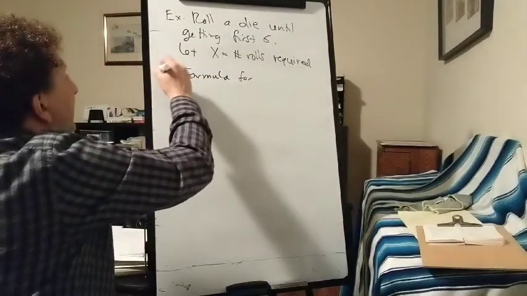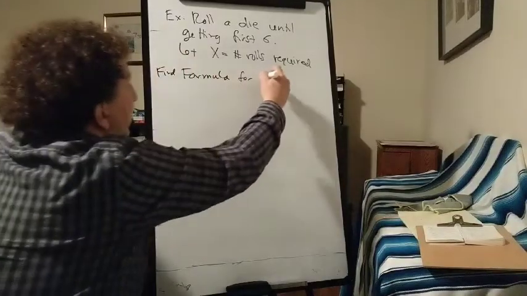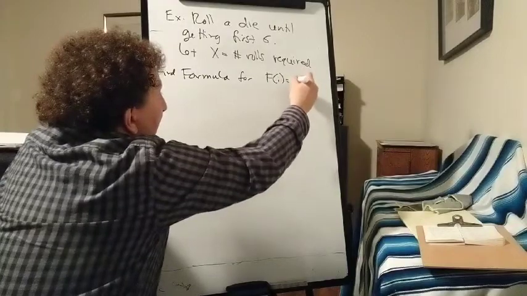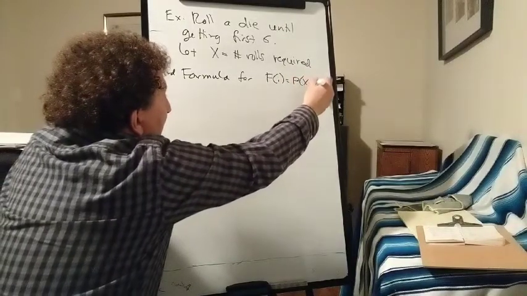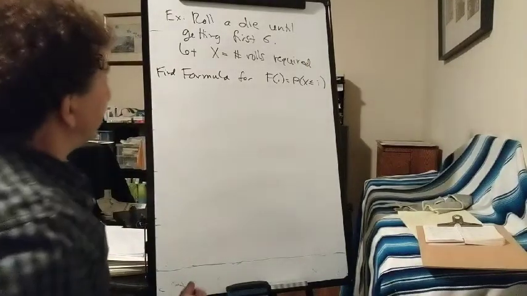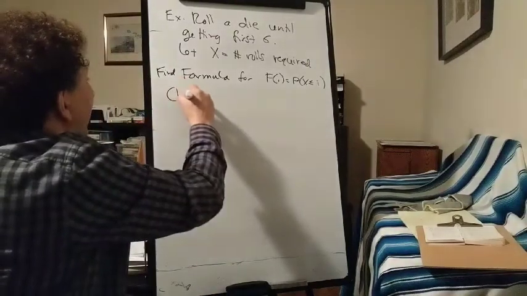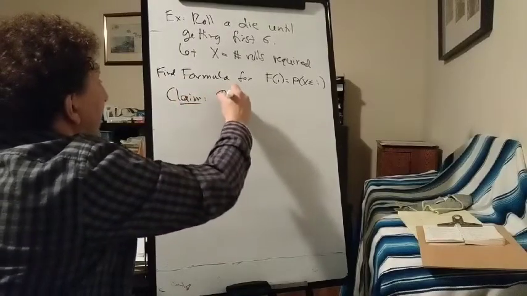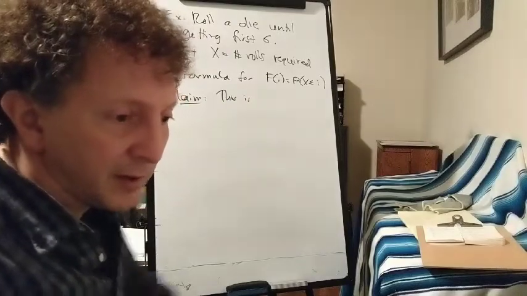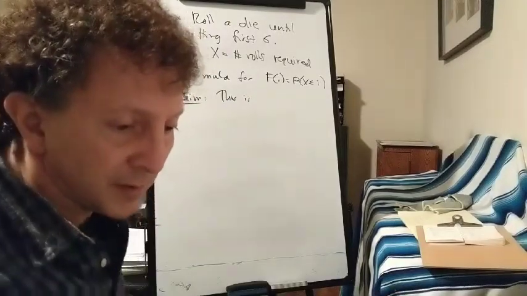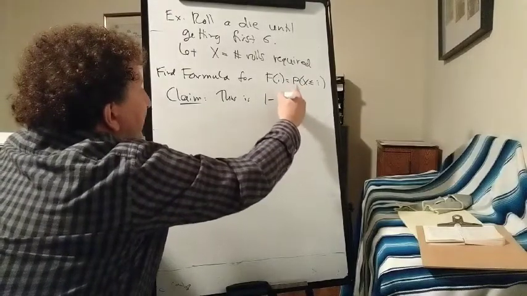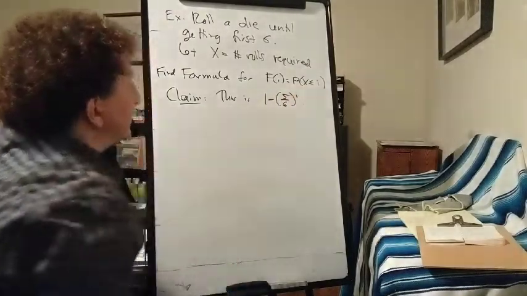So let's find a formula for capital F of i equals the probability that we take i or fewer trials to see the first 6. So I claim that this is 1 minus (5/6) to the i.